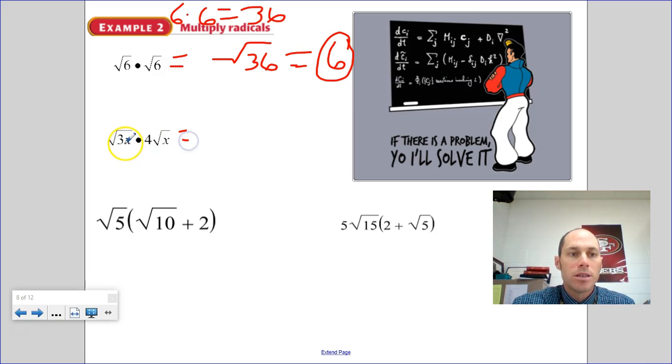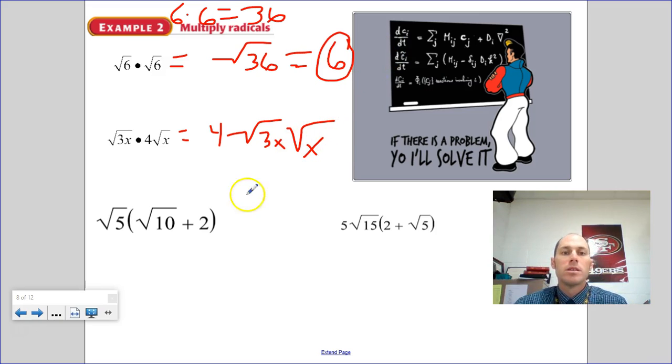The next example, I have square root of 3x times 4 times the square root of x. Now, with multiplication properties, we can rearrange. They're commutative. We can multiply whatever we want together since we're multiplying everything together. So I'm going to multiply the 4 first since it's not under a radicand. And then I have square root of 3x and square root of x. Remember, now that we have these under the radicand, I can combine those together. So I have 4 times square root of 3 times, and x times x is x squared.